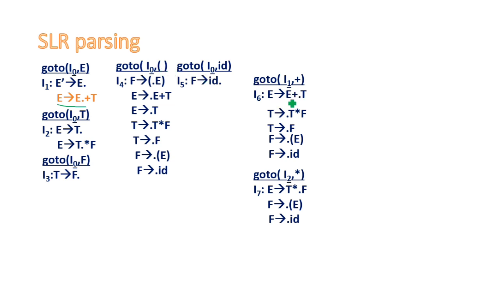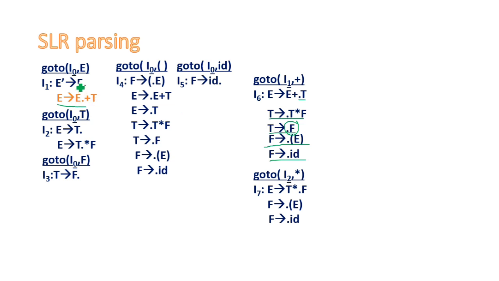It is E tends to E plus dot T. Since dot is before T, introduce all T productions. So the T first production and T second production have been introduced. Now the dot is before F here, so F productions are introduced, F tends to E and F tends to ID. So we name this item set as item set 6.